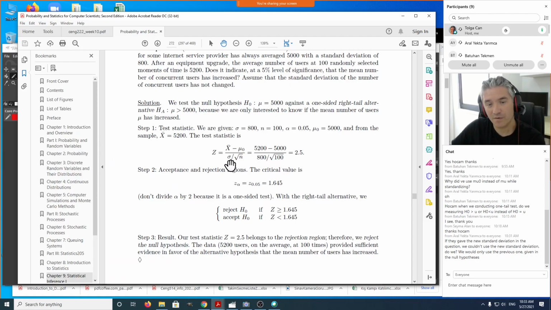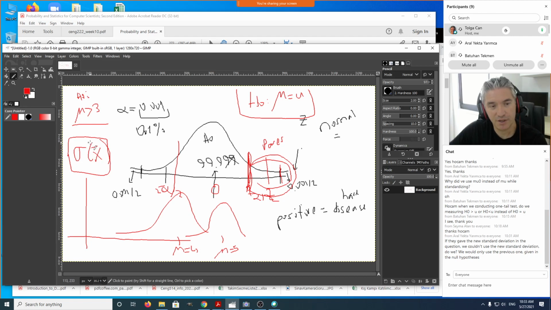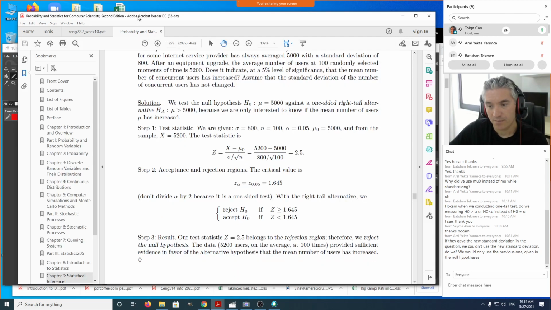If we were able to compute that standard error of X bar by using some other standard deviation that is given to us, we would be able to use that. So the reason we were able to use this 800 was due to the last sentence. If the last sentence says that now the standard deviation after the equipment upgrade becomes 600, we would be using that 600. Okay, so the denominator is always, we should compute this one for the denominator. All right, I hope that's clear.